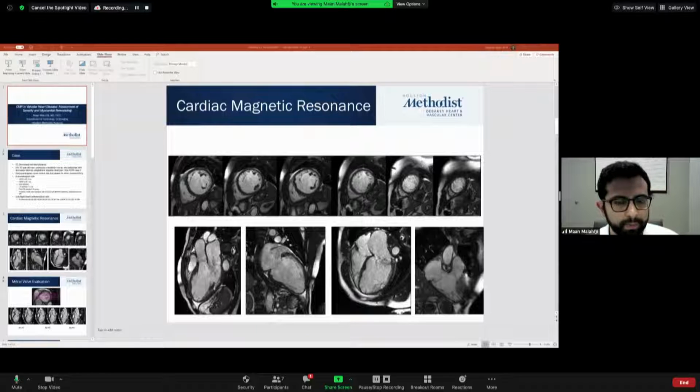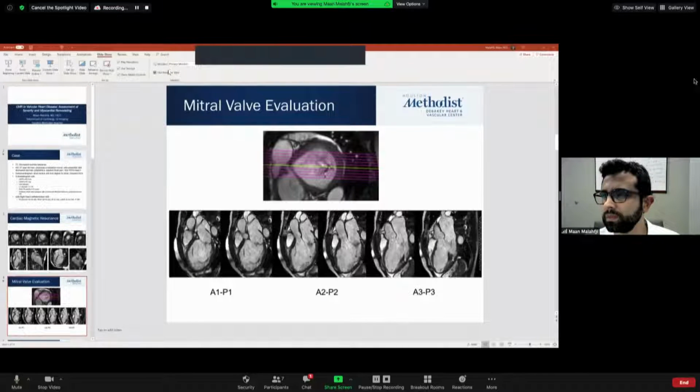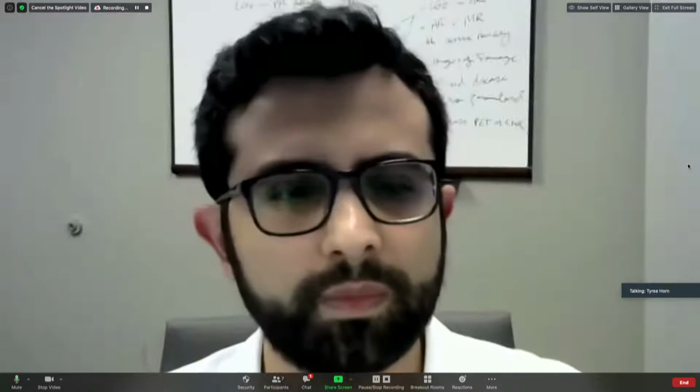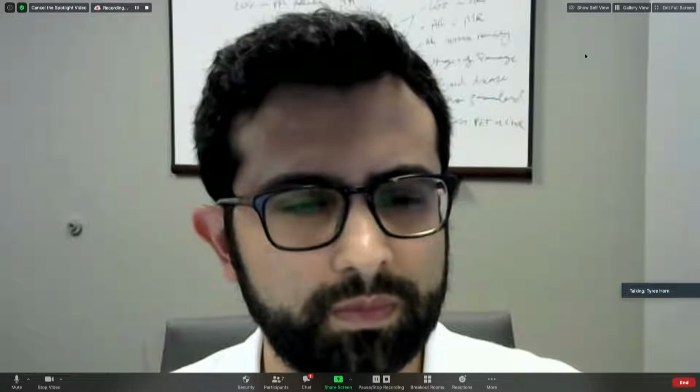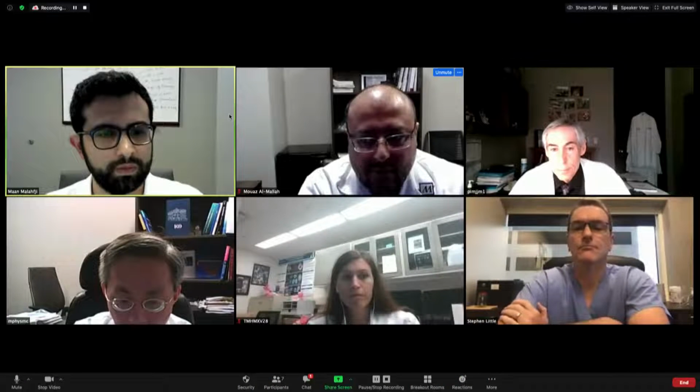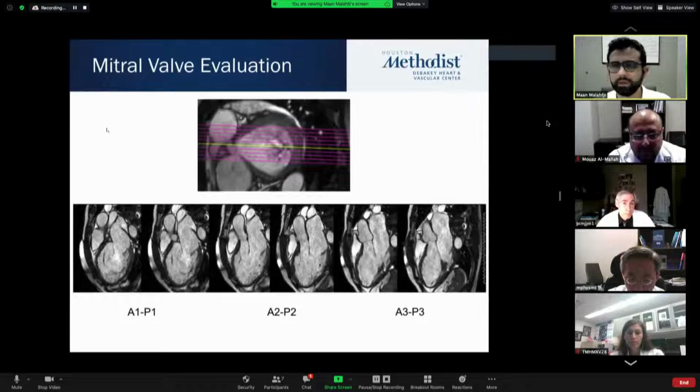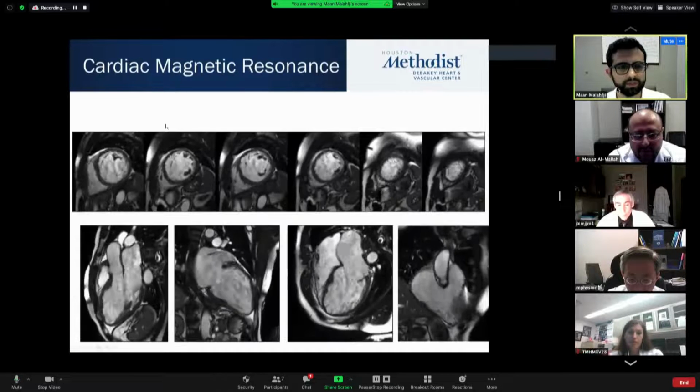Hey, can you go to presentation mode? We're seeing your screen. Oh, I'm sorry. Because we're not seeing the motion. Go to slideshow mode. Are you doing spotlight video? Cancel that now. Any better? No, we're not seeing the motion. Cancel the spotlight. Yeah, there you go. Sorry about that.